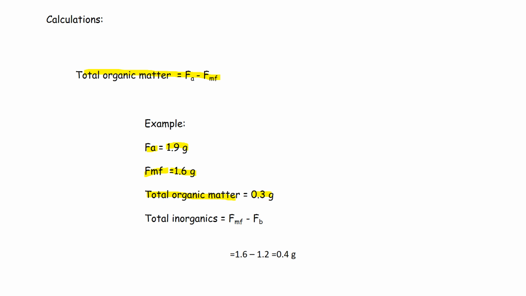The total inorganics, glaze, etc., is FMF minus the initial weight of the filter paper. So in this case it would be 1.6 minus an initial weight of filter paper of 1.2, which would be 0.4 grams.